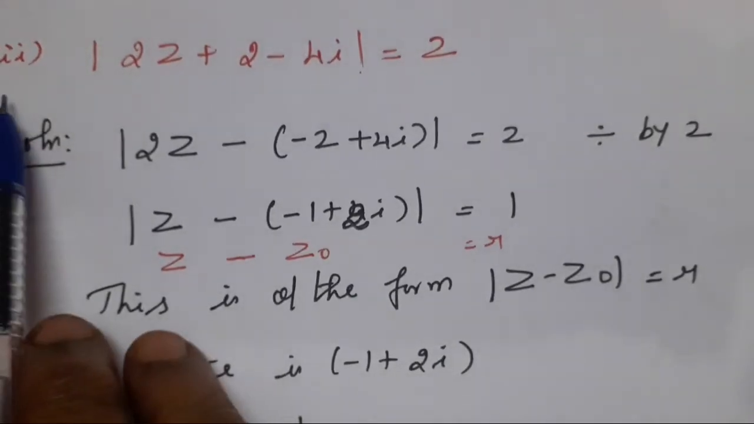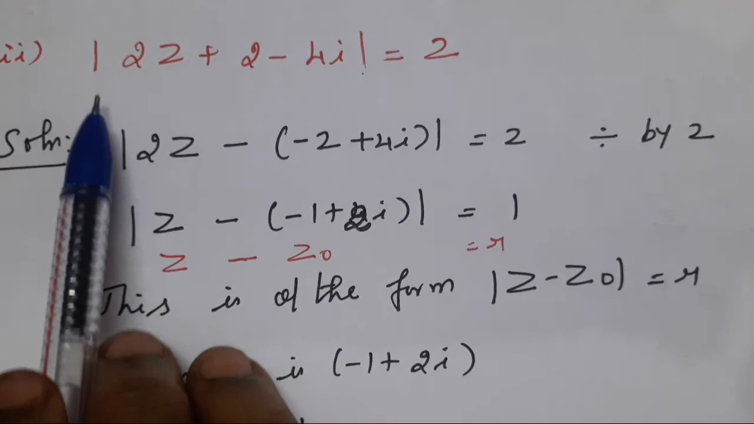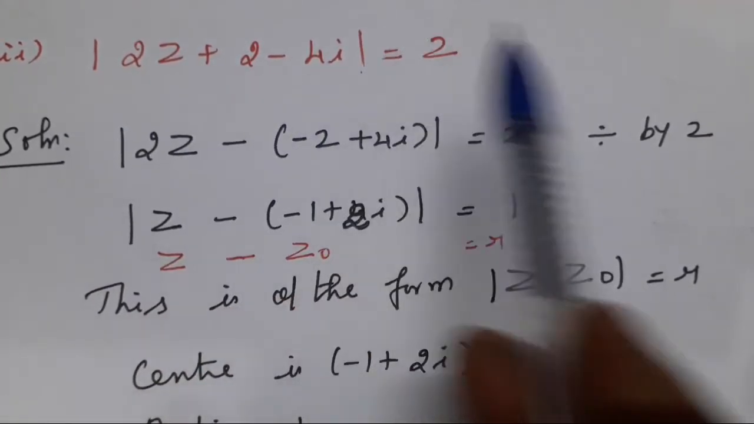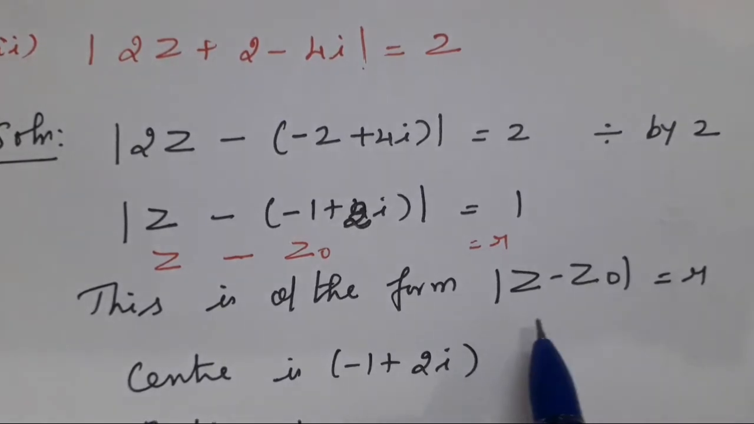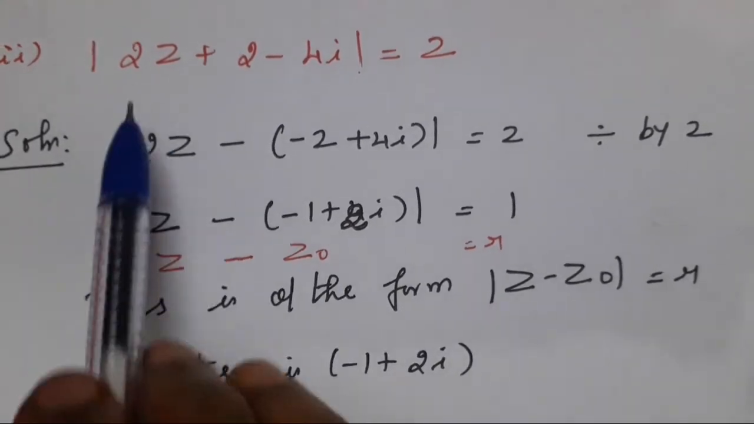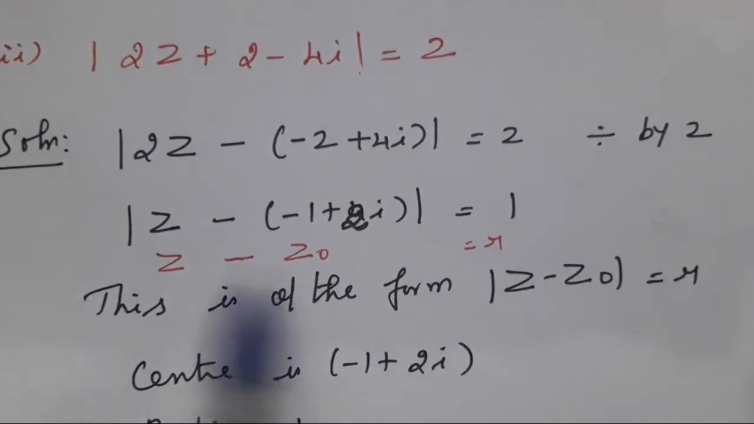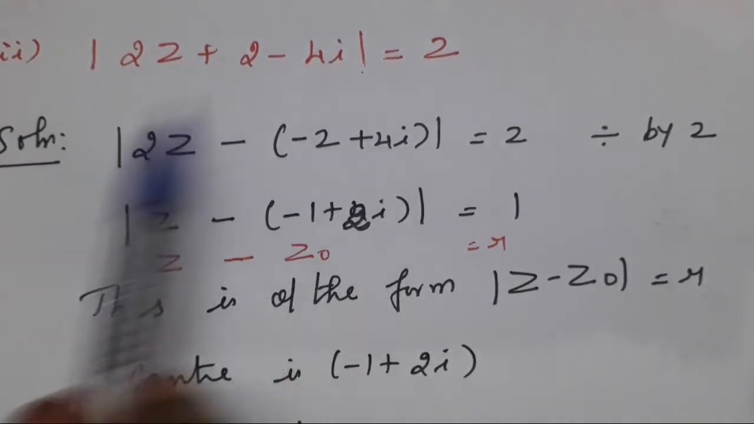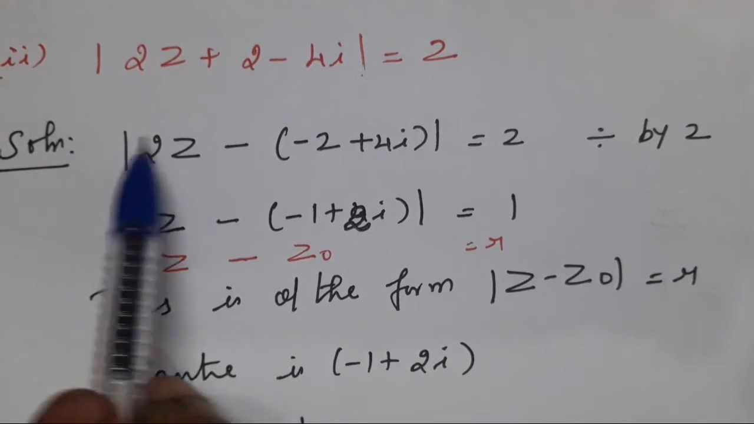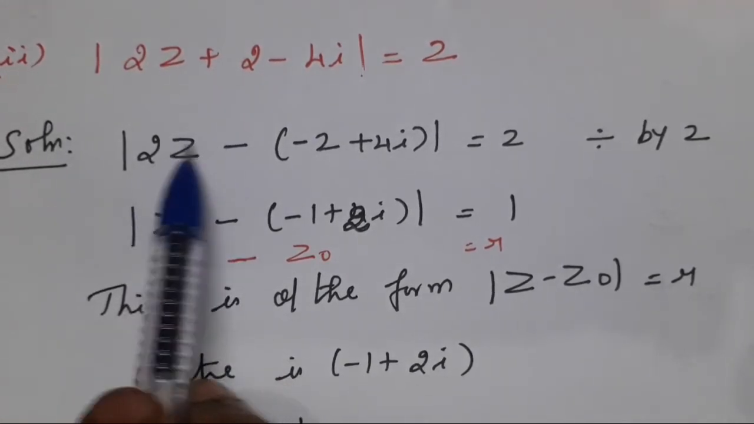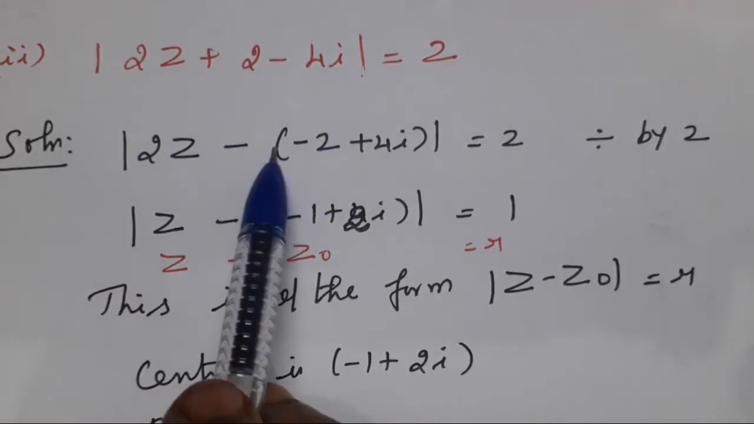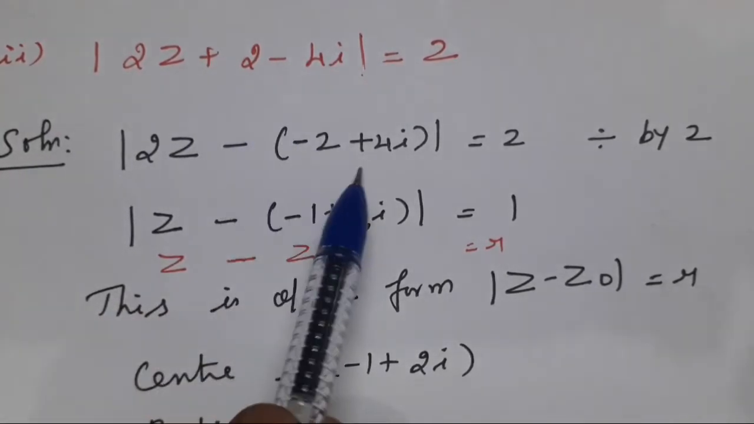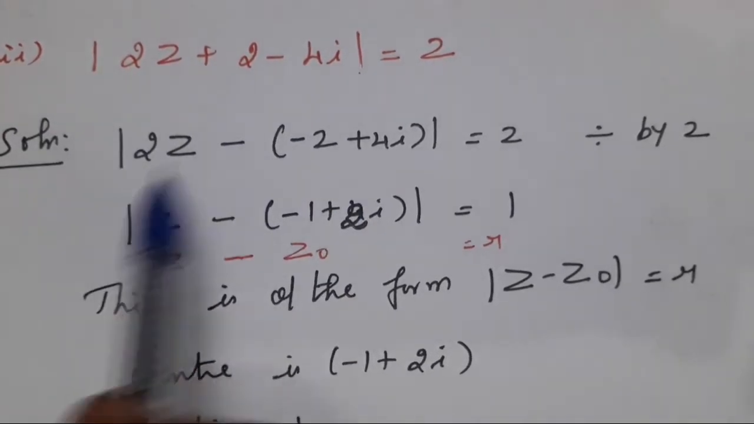For the sum, see the second subdivision. What is the question given? Modulus of 2z plus 2 minus 4i equals 2. This is to be made into the form z minus z naught equals r. Here we only need z, but here we have 2z. So first we arrange it in that order. Modulus of 2z, taking minus outside, z minus z naught. If we take minus outside, plus 2 becomes minus 2, minus 4i becomes plus 4i.